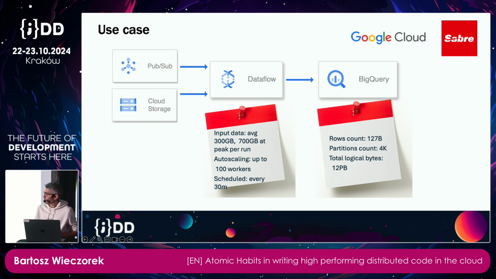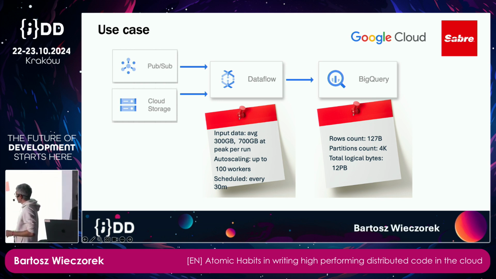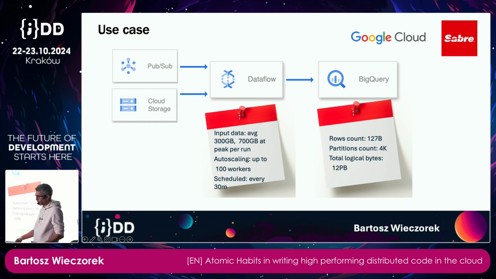A little bit about how we got to these high numbers. That specific job, a processing pipeline, every 30 minutes is ingesting, so processing, 300 GB of data, and at peak even 600 GB of data. To process that amount of data, it uses auto-scaling, so the number of machines used to process the data at the peak is 100 nodes, and it can scale down during the night if not so much volume is being processed.